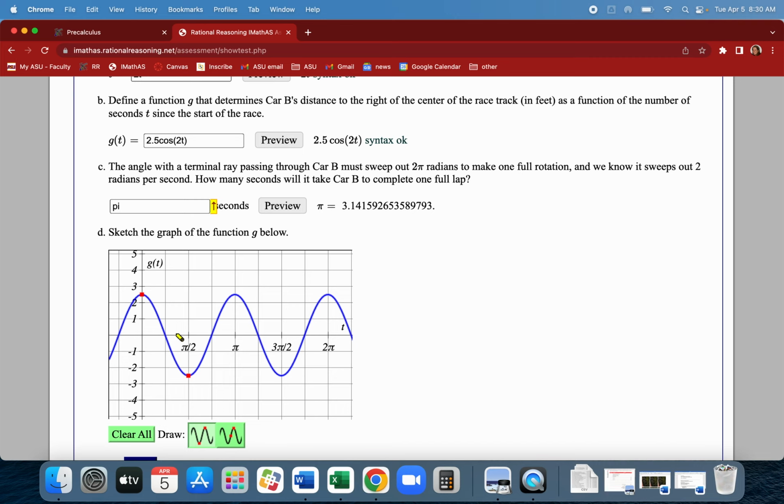stays halfway between the tops and the bottoms of the curve, or it goes just as far positive as it does negative. This isn't like the Ferris wheel where it's all positive values. I have positive values indicating to the right of the center of the track and negative values indicating to the left of the center of the racetrack.